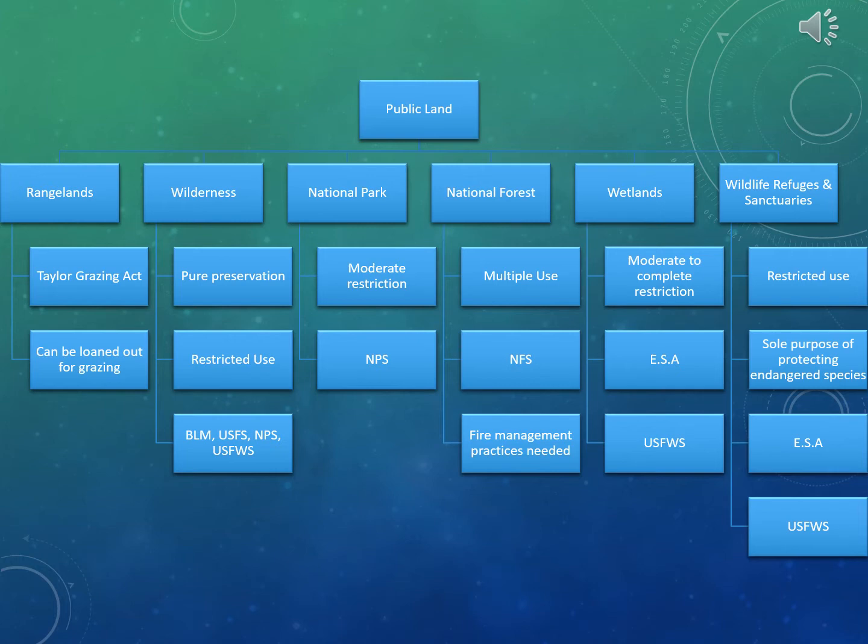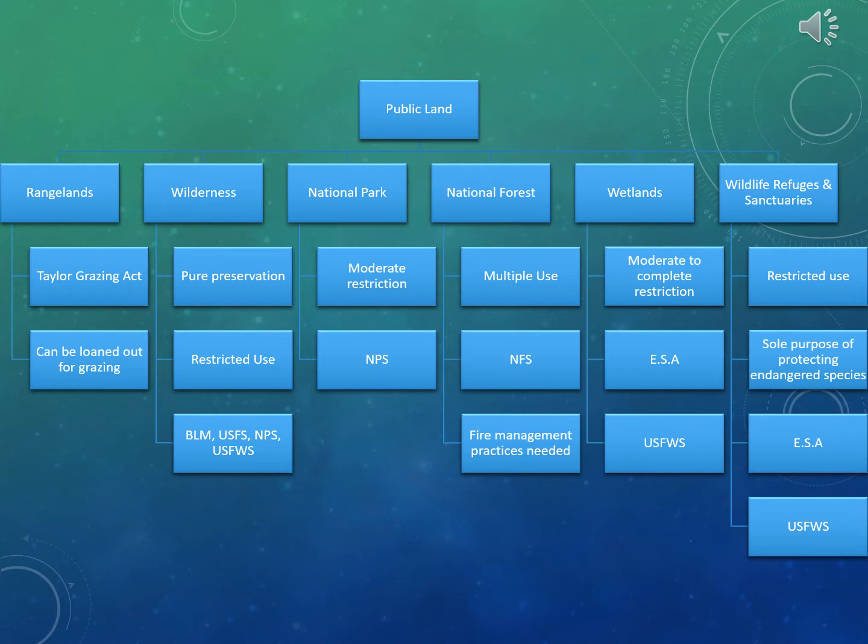Next, we have national forests, which sometimes may be part of a national park or part of a wilderness area. Most national forests have multiple use, meaning it can be used for individual recreation, public use, as well as commercial practices such as logging. Then you have wetlands, which have what is called moderate to complete restriction, meaning most often that individuals who don't work there aren't allowed there.